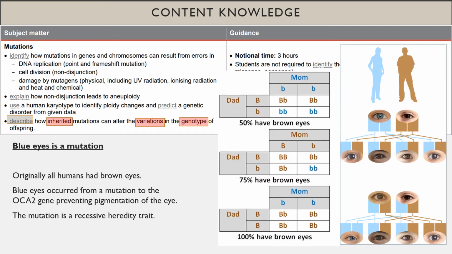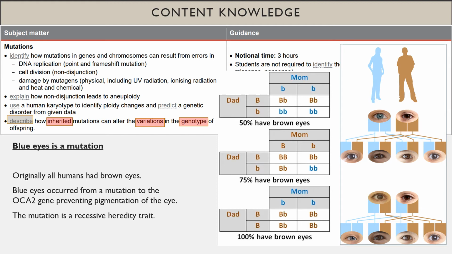Okay, so for this point, I could not think of any specifically inherited mutations off the top of my head, so I did some research and found that blue eyes originated from a mutation to the OCA2 gene, preventing pigmentation of the eye, which I thought was quite interesting. And it is a recessive mutation, meaning that offspring need both recessive alleles to display this trait.